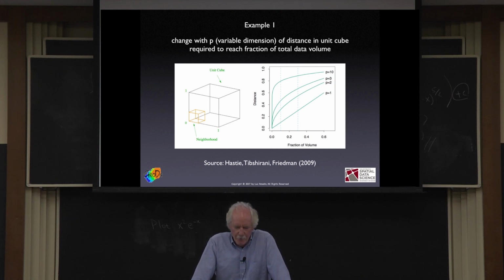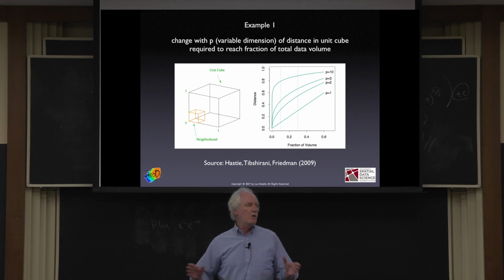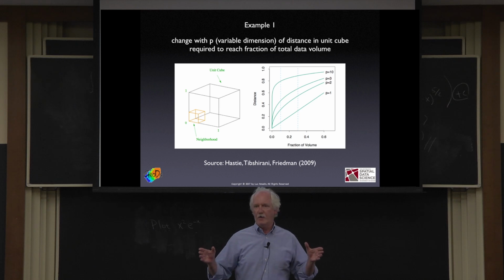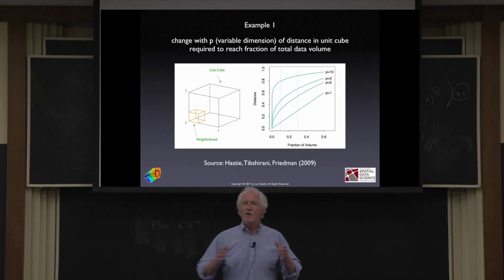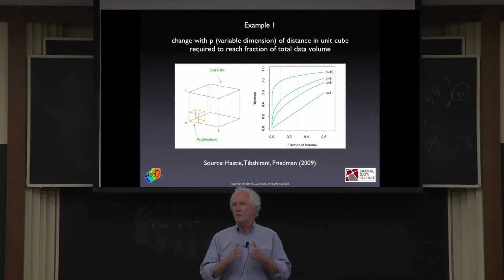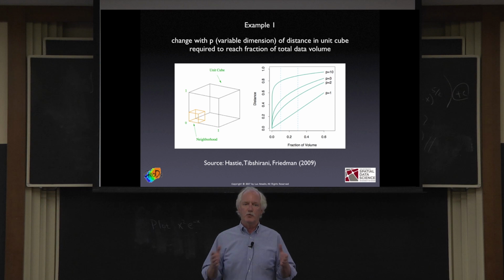So the first example that I took out of this book by Hastie, Tibshirani, and Friedman is that what happens, in other words, how far do you have to go to capture a certain percentage of the data dimension as the number of variables goes up. So assume a uniformly distributed variable on a line, right? So how far do you have to go on average to find 10% of the data? That's 10% of the line, right? How far do you have to go to have 20% of the data, 25% of the line?